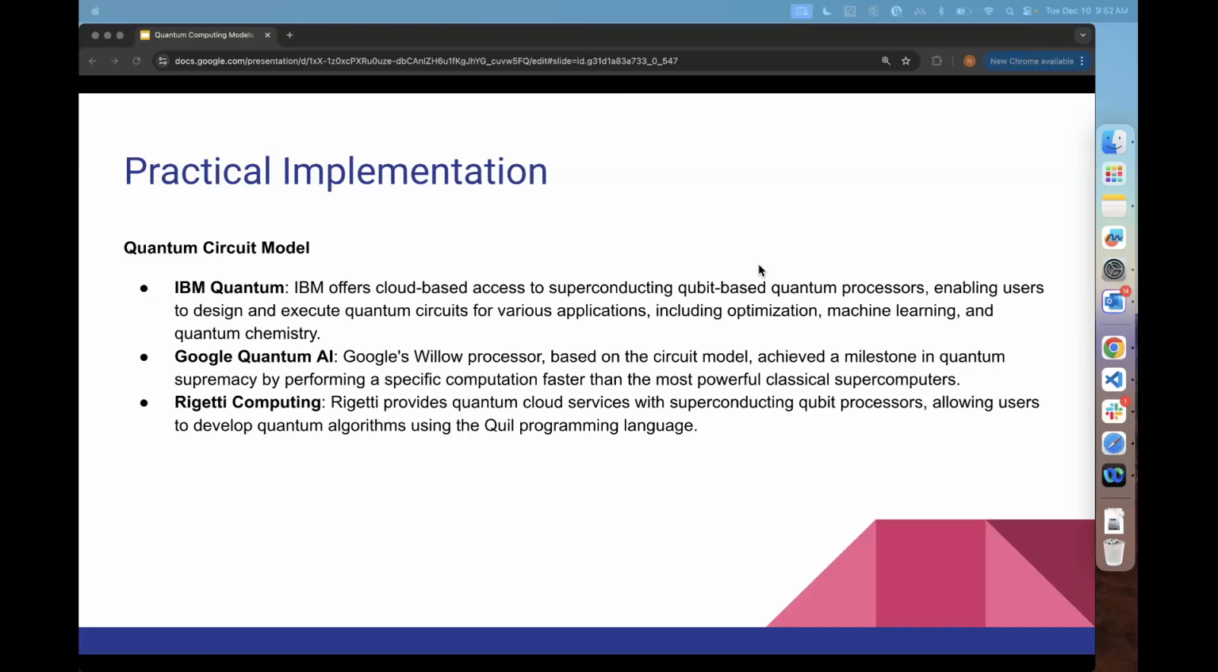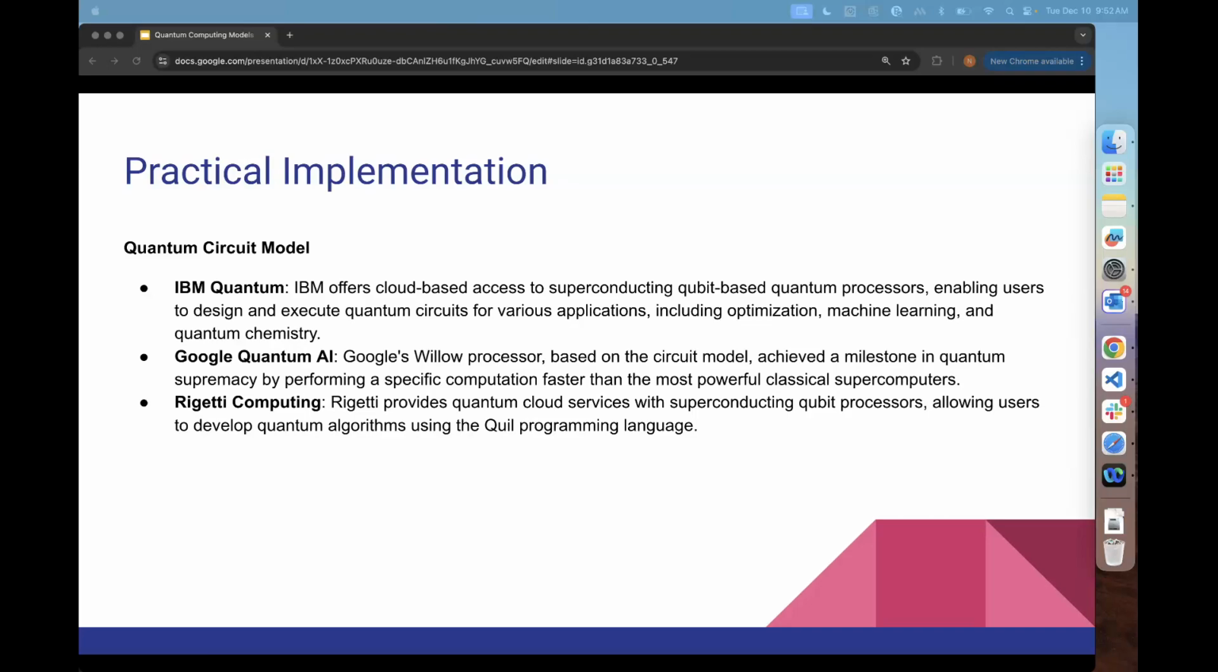And yesterday, Google announced its newest quantum chip called Willow. This Willow chip is based on the quantum circuit model, and it claims that it is capable of solving a random circuit sampling problem in just 5 minutes. That would take the world's fastest supercomputer 10 septillion years, which is like 10 to the power of 25 years. So this was just announced yesterday.